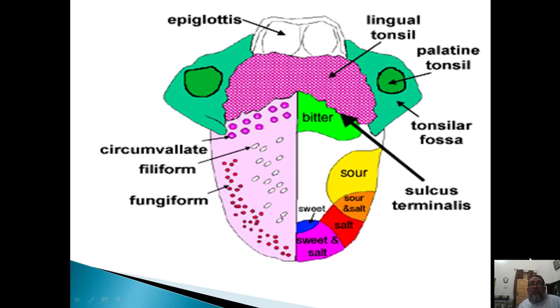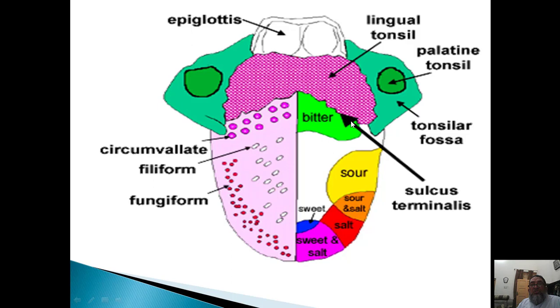Now this is the anatomical diagram describing the shape as well as the location of various papillae along with the taste areas of the tongue. Now look at the picture. The margin and the tip have fungiform papillae. The middle part is composed of filiform papillae, whereas the circumvallate papillae are located mostly close to the V-shaped sulcus. This is the location of the lingual tonsil, and the palatine tonsil on either lateral side.